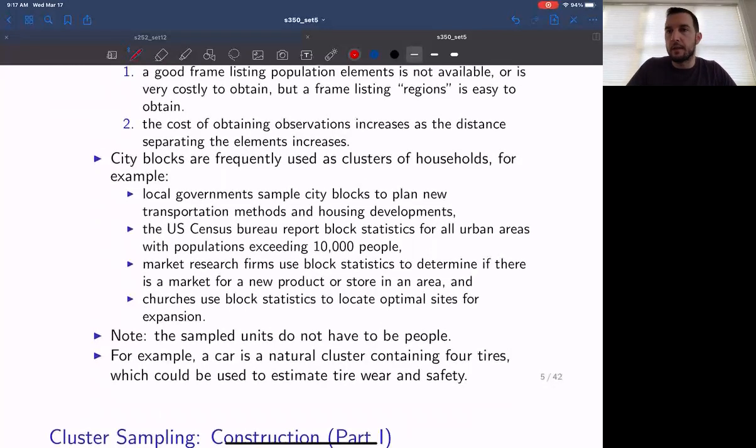So again, the units in cluster sampling do not have to be individual persons. They can be collections of persons. For example, a car is a cluster containing 4 tires, which could be used to estimate tire wear and safety. So you can gain an estimate from the one car rather than having to sample each tire individually. The same way you could gain an estimate from a household that is composed of, say, 4 people, instead of sampling each person in the household individually.